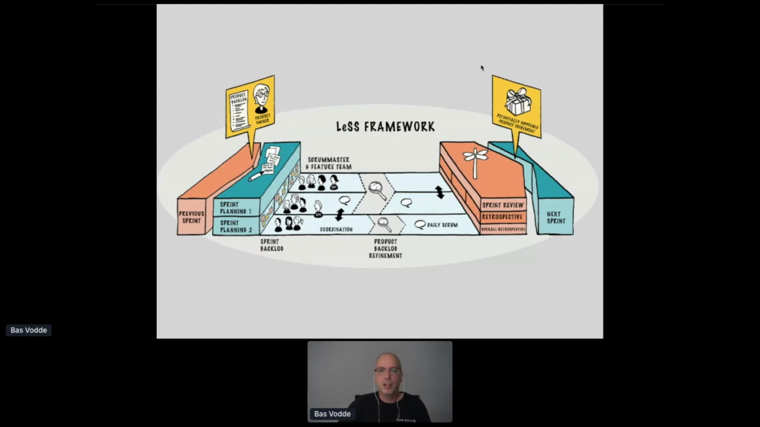So in LeSS, we always have one product owner, no matter how many teams, no matter what product; you always have one product owner and one product backlog. After that, we start with sprint planning. Sprint planning, up to 8 teams, will be shared between all of the teams. Sprint planning consists of 1 and 2. 1 is where the teams select the items from the product backlog, and 2 is where the individual teams, separately from each other, are working out the items that their team is going to work on during this sprint.